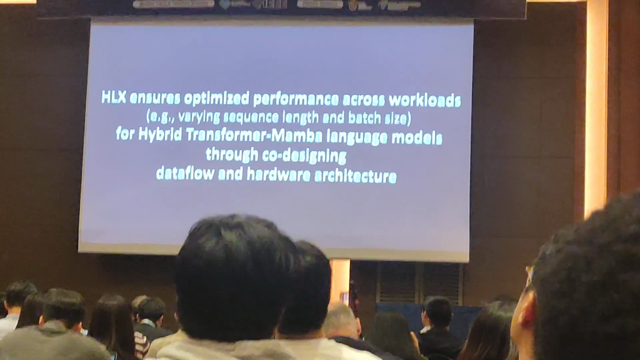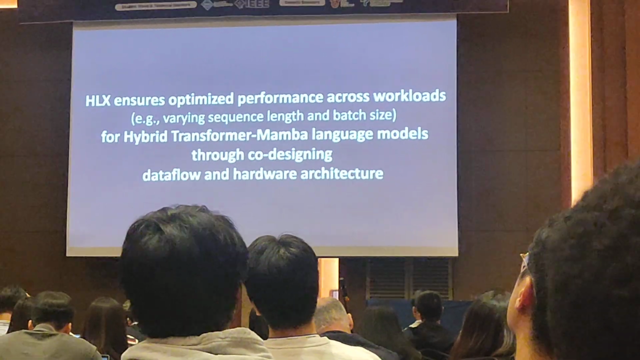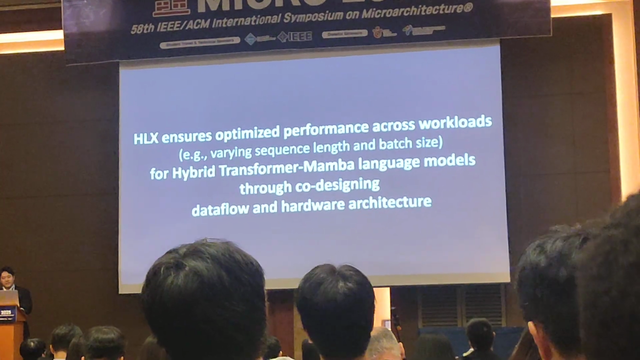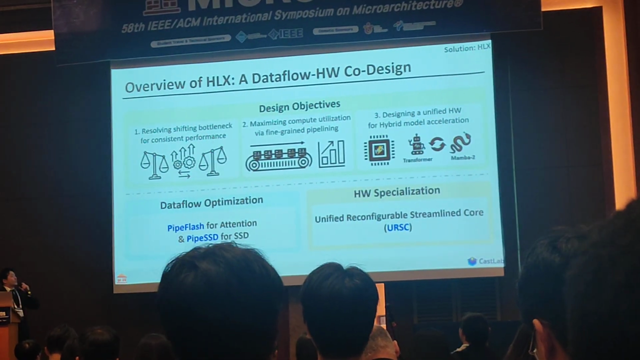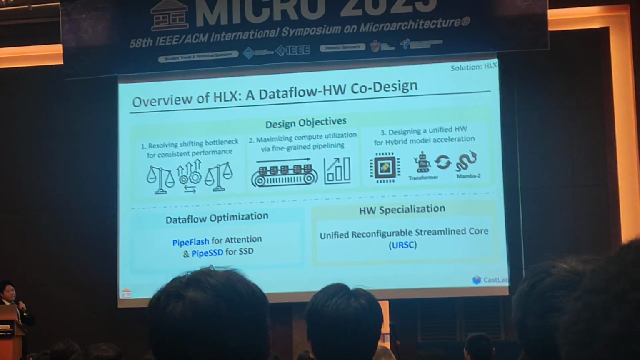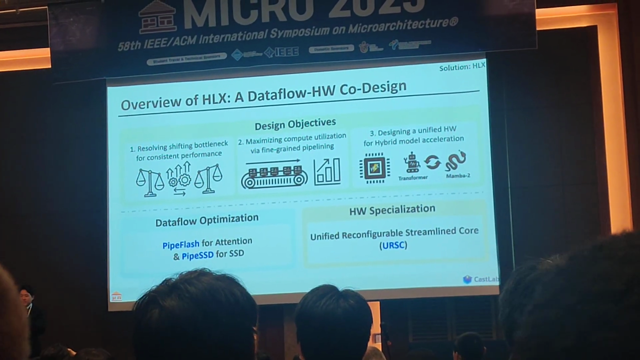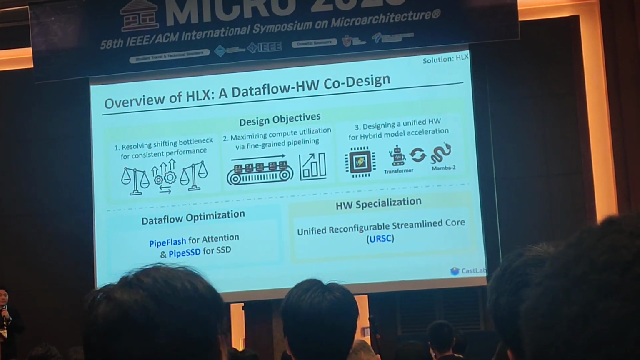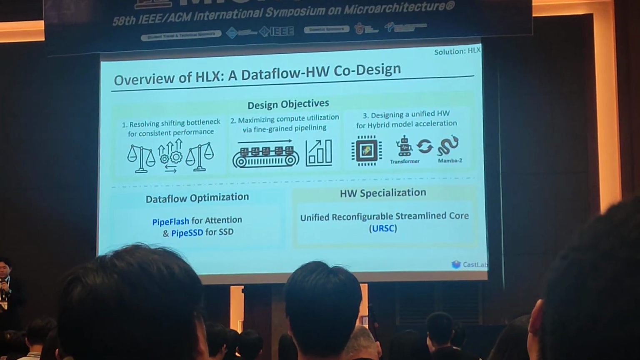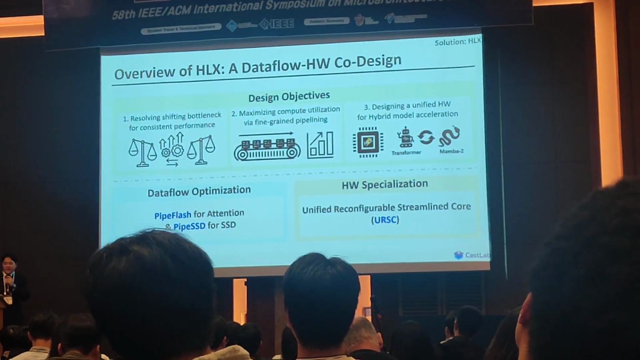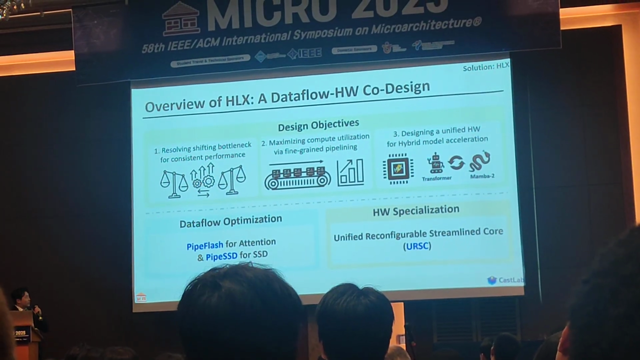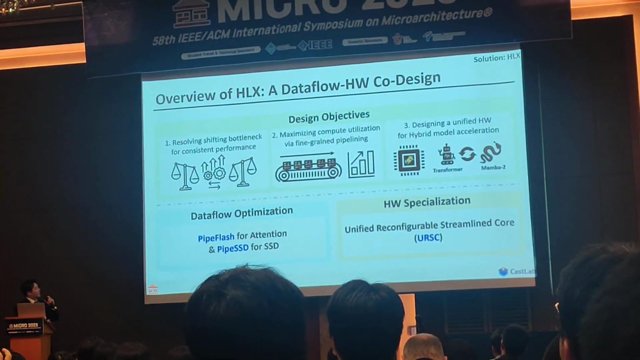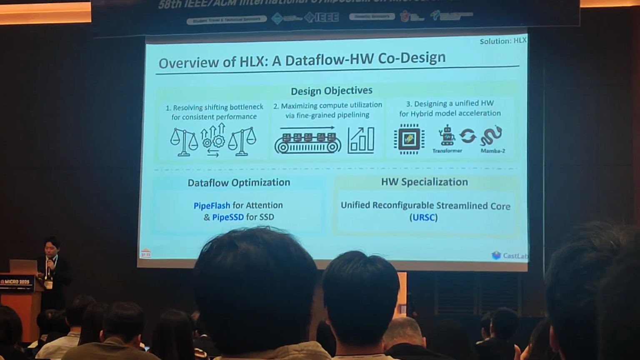This motivates our solution, HRX, a dataflow-hardware co-design that achieves consistent and high performance for hybrid models. HRX is designed with three goals. First, resolve shifting bottlenecks for consistency. Second, maximize utilization via fine-grained pipelining. And third, provide unified hardware for both transformer and Mamba 2. We realized this goal through two new dataflows, PyFlash and PySSD, and a new hardware core called the Unified Reconfigurable Streamline Core, or URC.